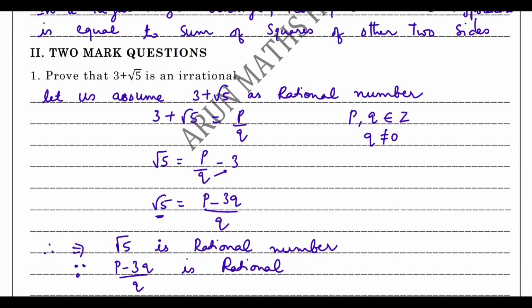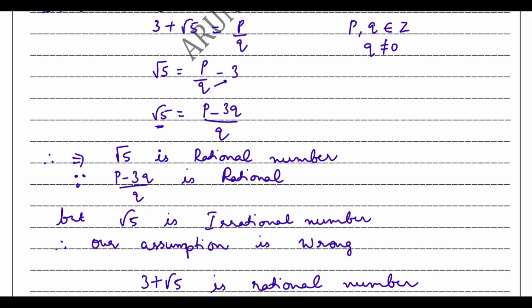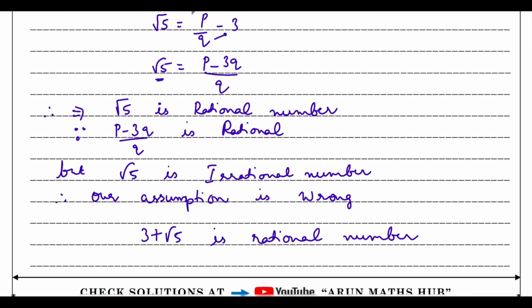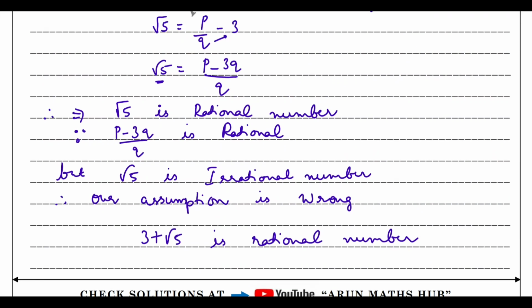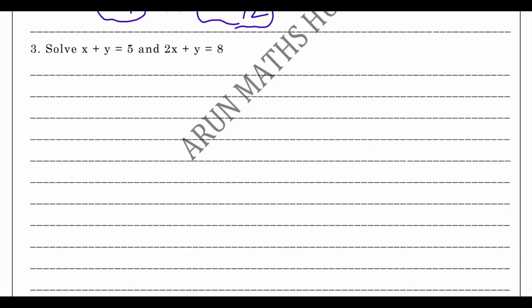Let me repeat the steps. First, assume 3 plus root 5 as a rational number. Write it in the form of p by q. Then keep root 5 and shift 3 to the RHS. It becomes minus 3. Then take the butterfly method or the LCM. What we get is root 5 equals p minus 3q by q. Students, we know root 5 is an irrational number, but what we have got here is a rational number because of our incorrect assumption. Therefore, what we assumed is wrong. Therefore, by contradiction, 3 plus root 5 is an irrational number.